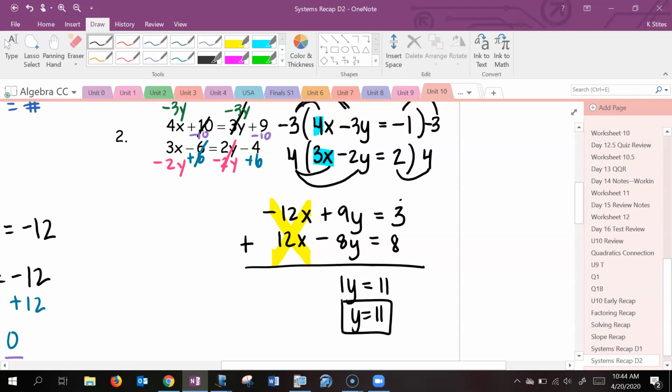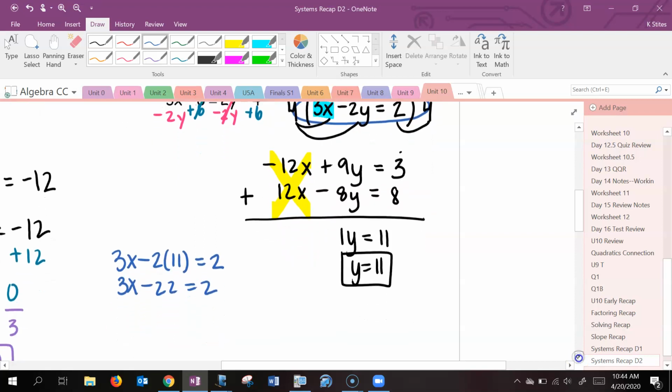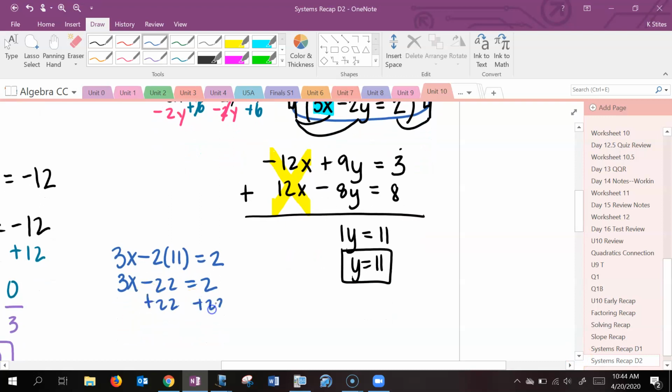Okay, and again, pick an equation to plug that 11 back into. I would recommend a standard form one. I'll do this one here, the 3x minus 2y equals 2. And just make sure you plug the 11 in for y. Okay, 2 times 11, -22. Add your 22 over. 2 plus 22 is 24. And divide. And x equals 8. Okay, ordered pair, (8, 11).